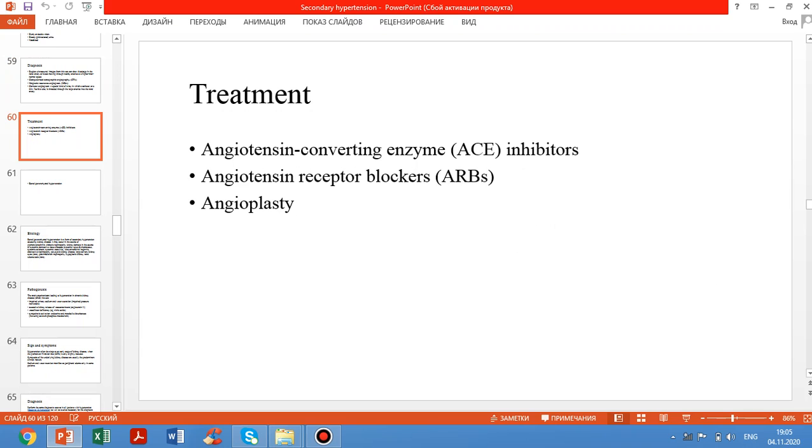Treatment includes angiotensin-converting enzyme inhibitors, angiotensin receptor blockers, and angioplasty.